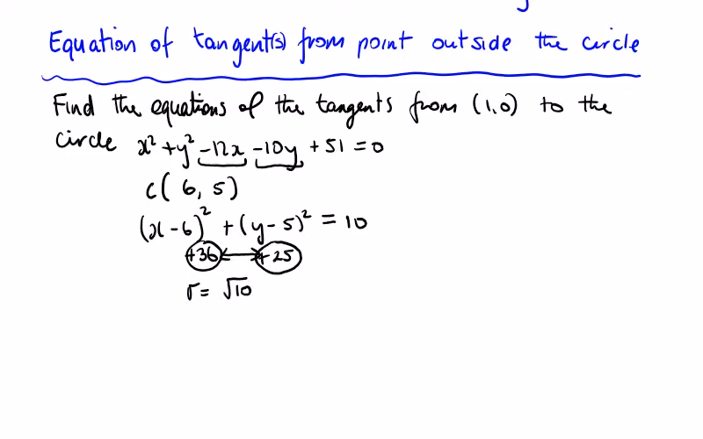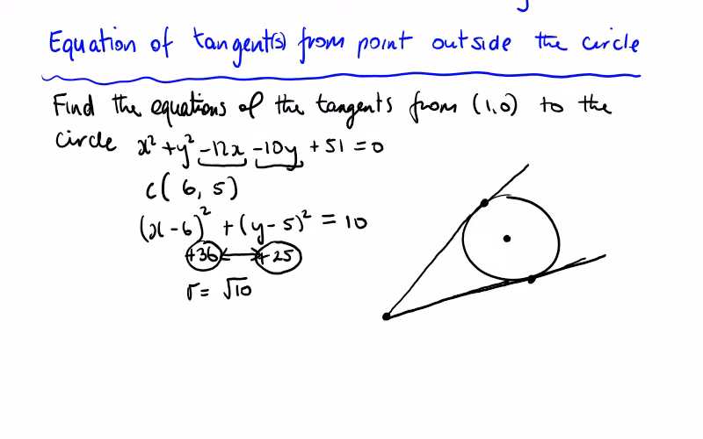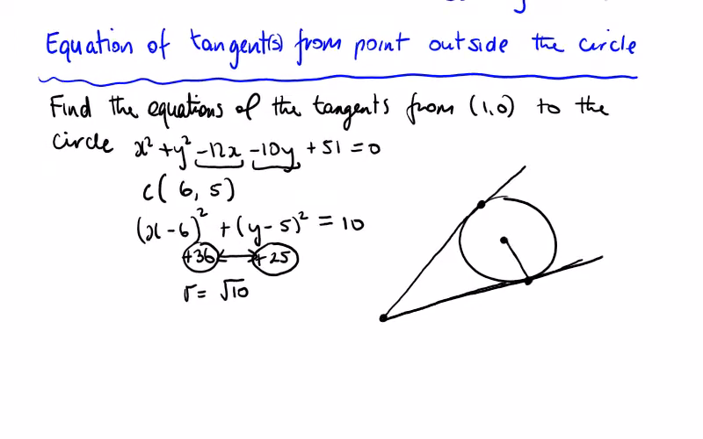So let's just do a little sketch here. I've got my point, I've got my circle, I've got my center, and I've got these two tangents, and they're touching off just at one point. So I need the equations of these tangents. What I don't have is the slope, but what I do have now is this perpendicular distance, and the perpendicular distance is square root 10. This brings you back to your coordinate geometry. So I have my perpendicular distance, and I have this point here, 1, 0.